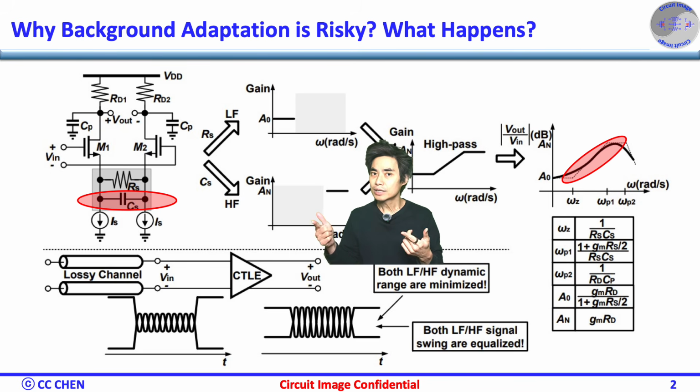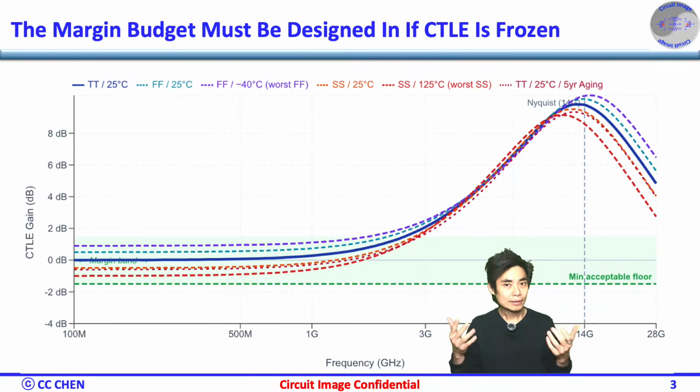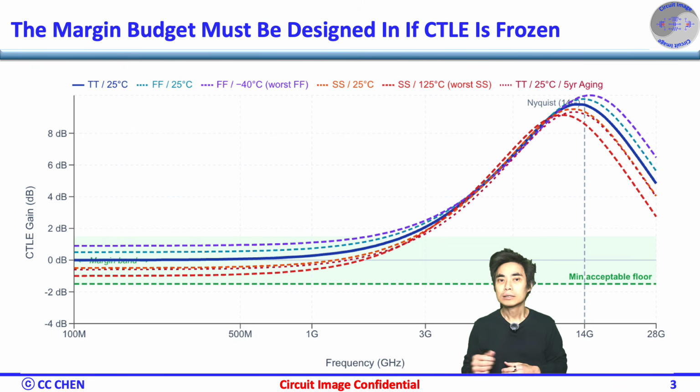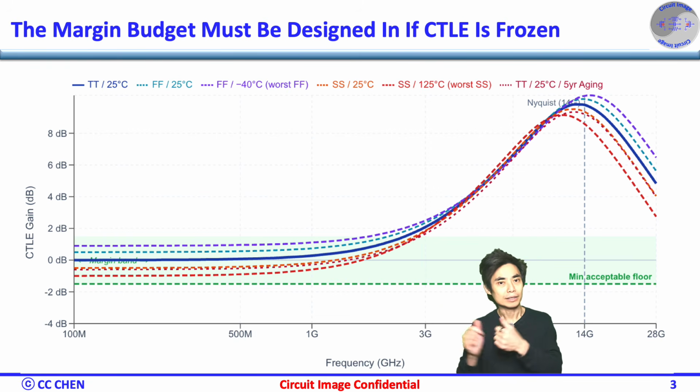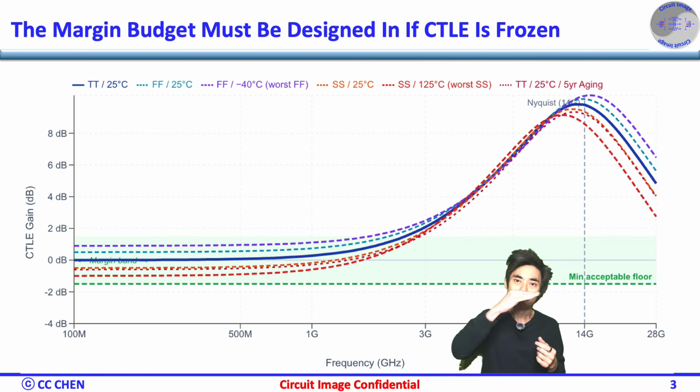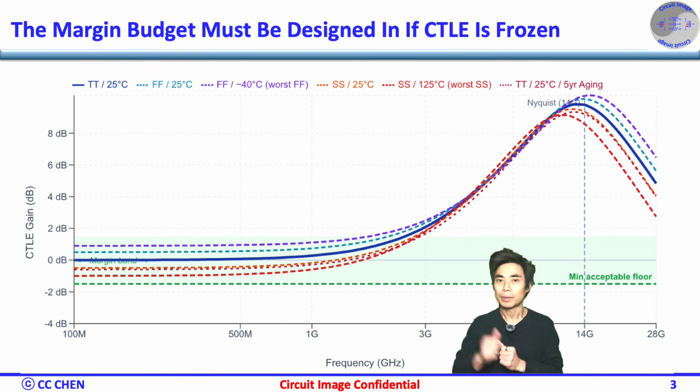So freezing the CTLE isn't laziness. It's often a deliberate, intentional system stability decision. Once we accept that the CTLE may be trained once and frozen, the mindset changes completely. We cannot rely on digital logic to fix analog drift later. That means margin must be designed in upfront. We must budget for process variation, temperature drift, aging, supply ripple, and modeling error before tape-out.